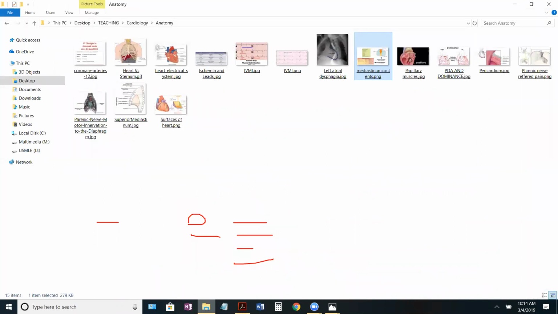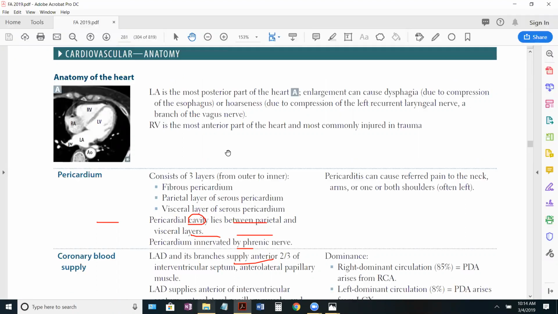Not only this, but also remember that the recurrent laryngeal nerves, when they are passing through the chest, are looping around. The left-sided recurrent laryngeal nerve loops around the arch of the aorta. And when it loops around the arch of the aorta, this enlarged left atrium can compress that left recurrent laryngeal nerve, and that can lead to hoarseness of voice. So these are the two features of left atrial enlargement.